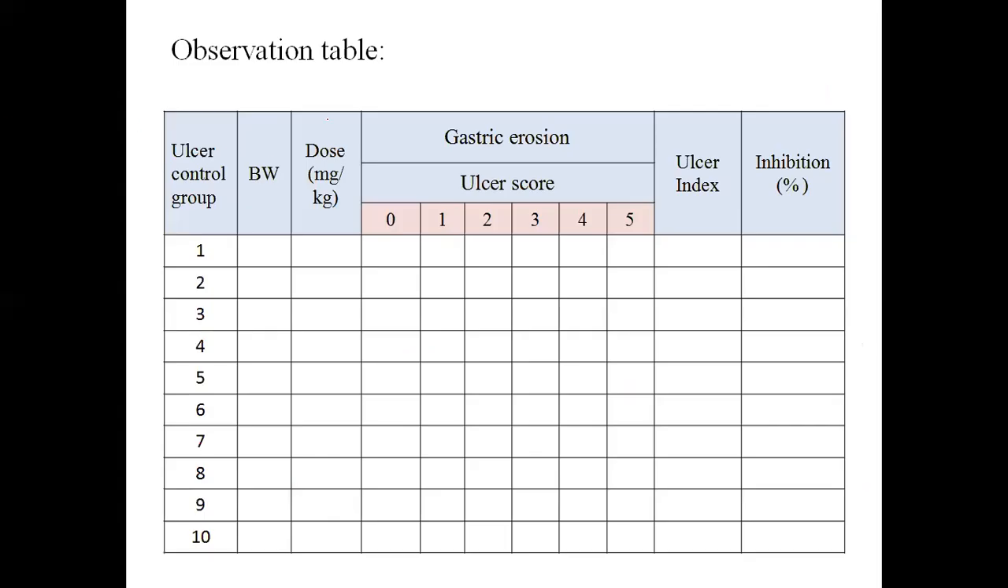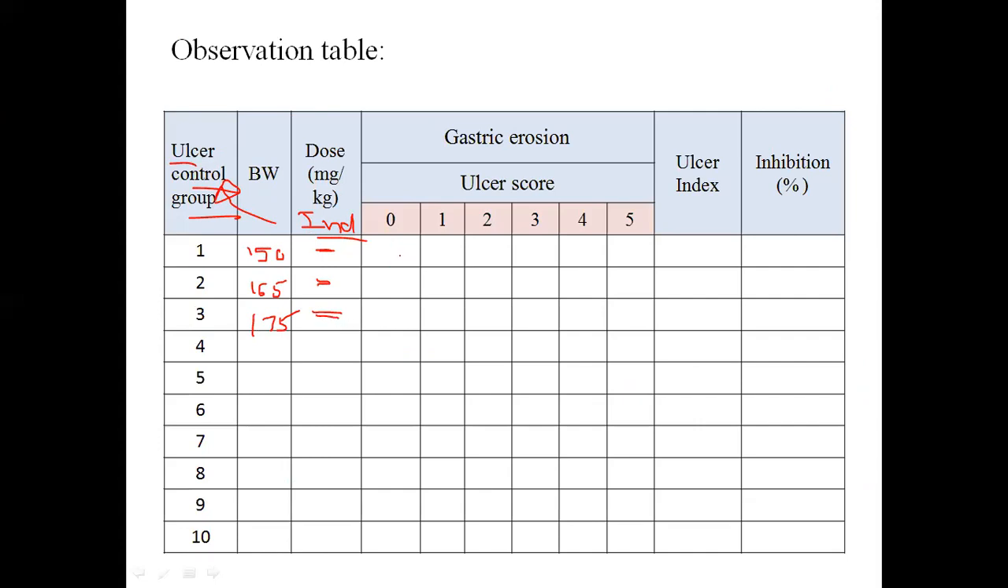Now see, this is one table. This is for the ulcer control group. In the ulcer control group, the body weight of one animal may be 150, the second animal may be 165, the third animal may be 175. Like that, the dose of indomethacin will vary, because in the ulcer control group we are giving only indomethacin. So the dose of indomethacin will change.